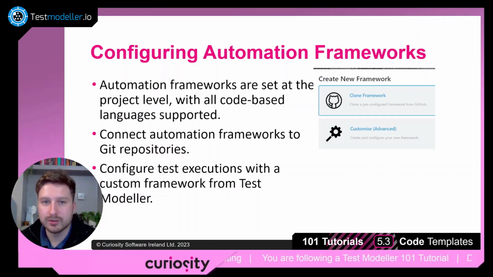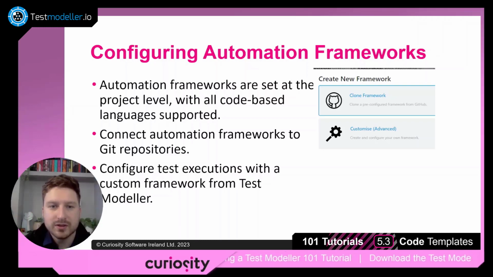There are many different code templates available inside Test Modeler, but each of these code templates are related to an automation framework. Because Test Modeler uses templates to create automation, you can define any code-based language that you want inside of Test Modeler. Then, once you define the templates, you can connect that automation framework to a Git repository to enable you to publish the generated automation assets from Test Modeler to your CI/CD pipeline.